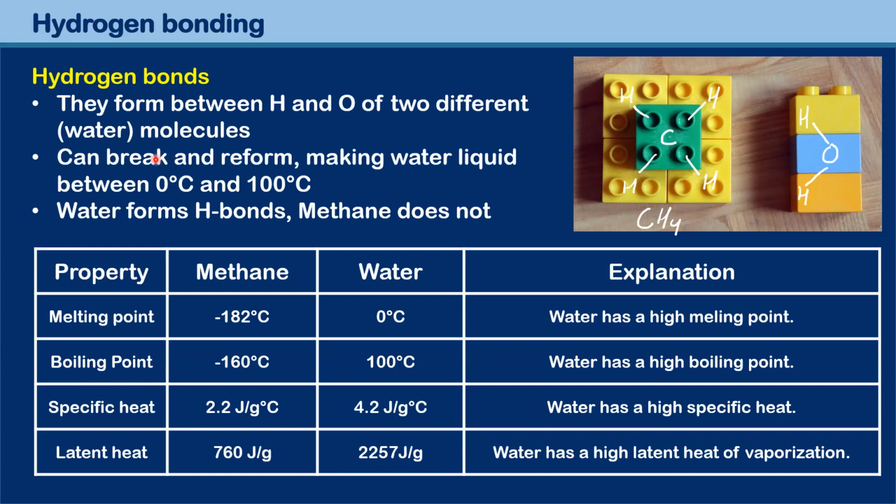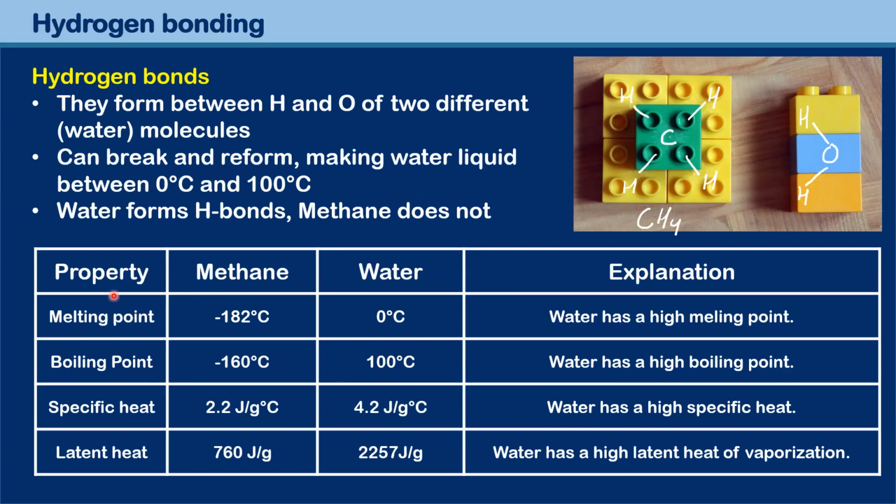We're talking about water. The hydrogen bonds are somewhat weaker than the covalent bonds, and therefore they can break and reform, and therefore water is liquid between 0 degrees centigrade and 100 degrees. Water molecules form hydrogen bonds and methane does not. In very simple terms, this means that water molecules like to stick together because of these hydrogen bonds. And now, what does this mean?